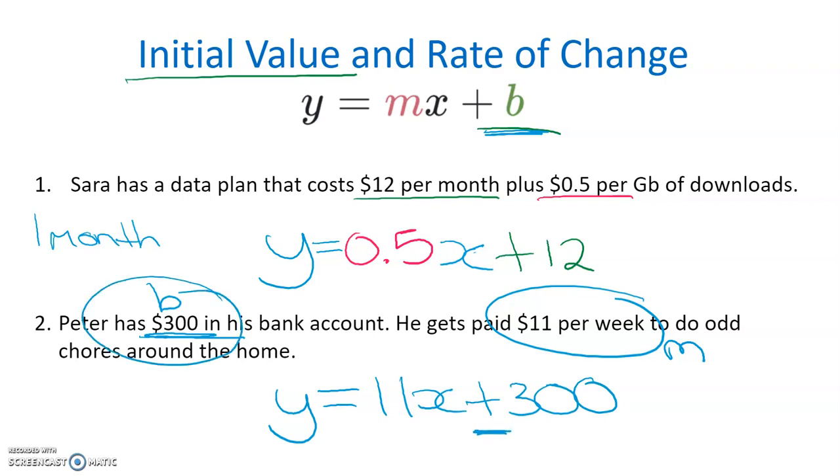Now I often get asked, how do we know whether this is positive or negative? We'll just have a look at the value. Is it a negative value or is it a positive value? And then have a look at the rate of change. Is he losing $11 a week or is he gaining it? A gain is going to be a positive and a loss would be a negative. So here both values are positive.